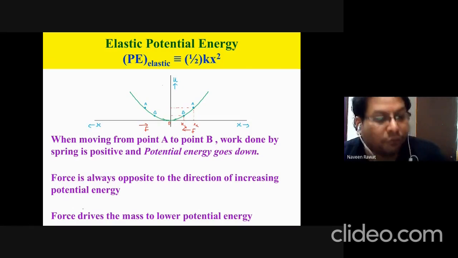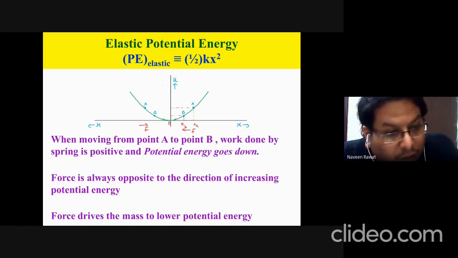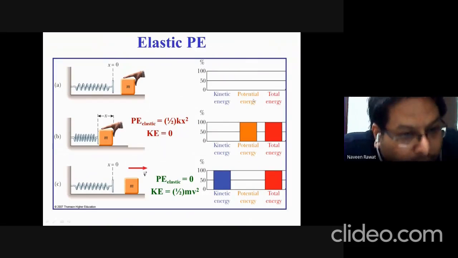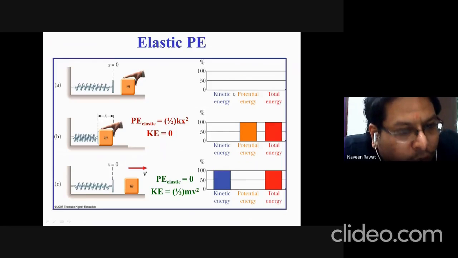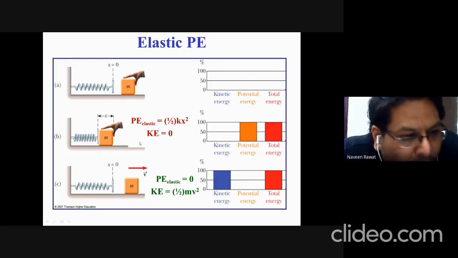Okay, the force drives the mass towards the lower potential energy. So in terms of energy, if you look at what's happening in the system, x equal to 0 is your equilibrium position. So here there is essentially no energy in the system. If you compress the spring, like in situation B here, you're providing some potential energy into the system, and we just saw that the value is 1/2 kx square.